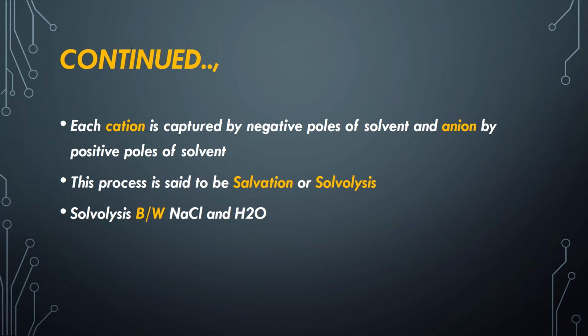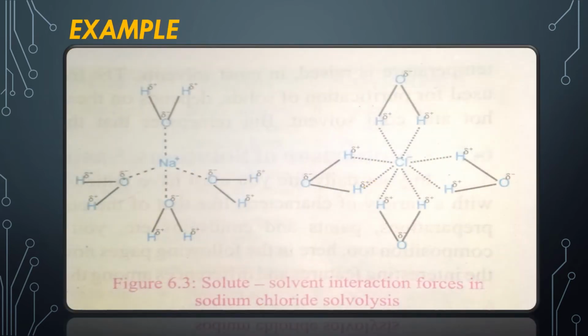In the next slide we can see sodium chloride. This sodium is from sodium chloride and this chlorine is from sodium chloride. The sodium atom is a cation. It has positive charges, and it is captured by the negative poles of oxygen in H2O. This is one H2O molecule, this is another, another, and we have the fourth H2O molecule.